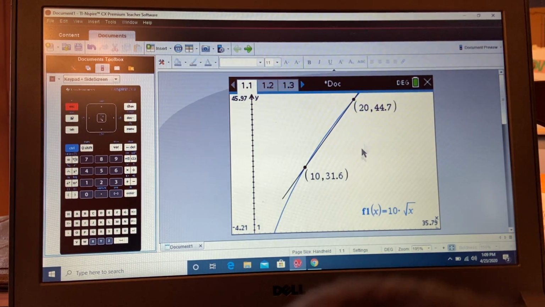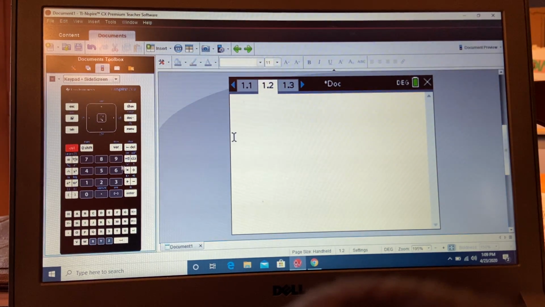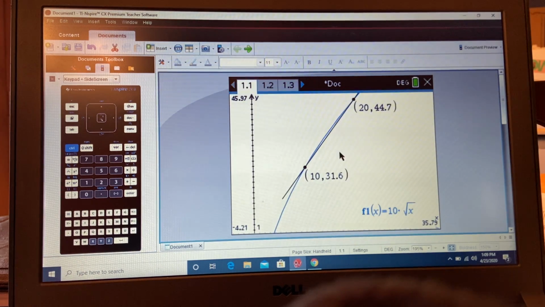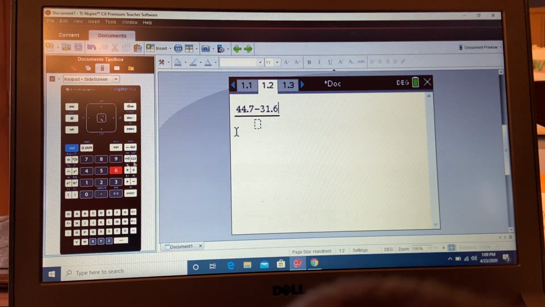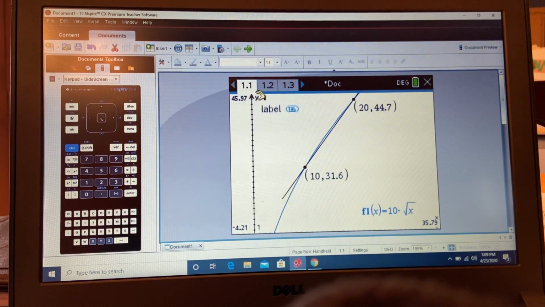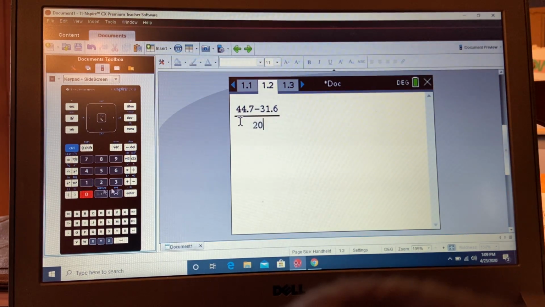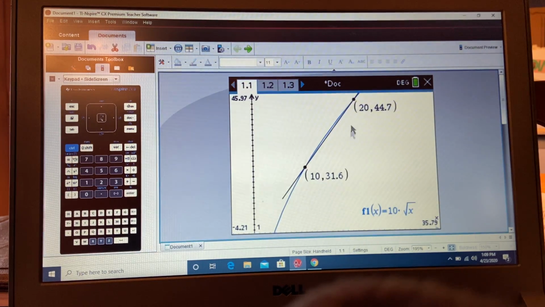So if we take those 2 points, now these are going to be decimals. So let's do 44.7. Let's set up the slope formula. 44.7 minus 31.6. So that's my y minus y. And then I started with the 44, so I'm going to have to start with the 20 on bottom. So then 20 minus 10. And enter. So we get 1.31. So that should be the slope of this line.